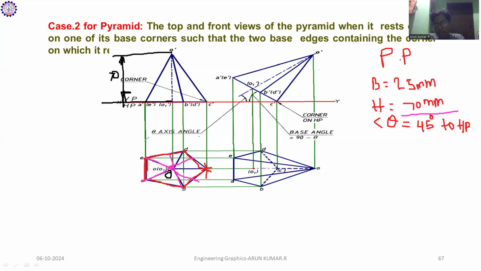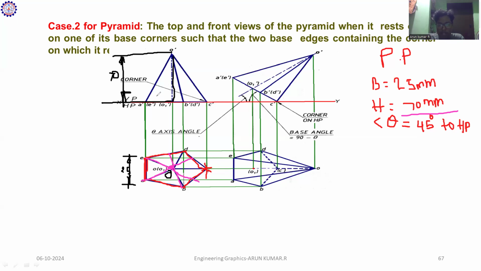Then after that, what do you have to do? This is the 25 mm length, so I just consider the 25 mm. The next step is to measure the height value. What is the height value here? That is the 70 mm height.